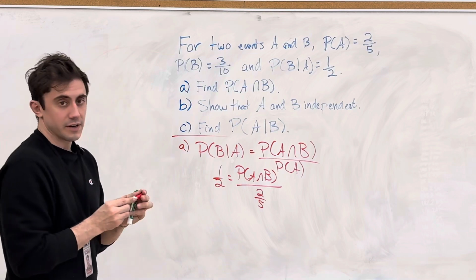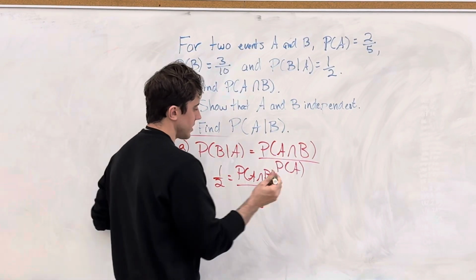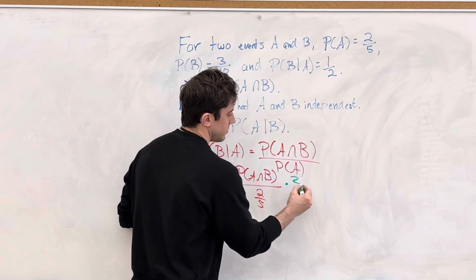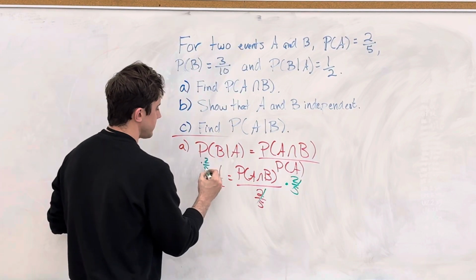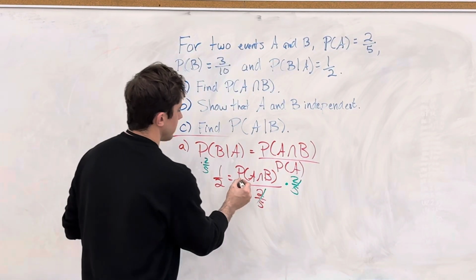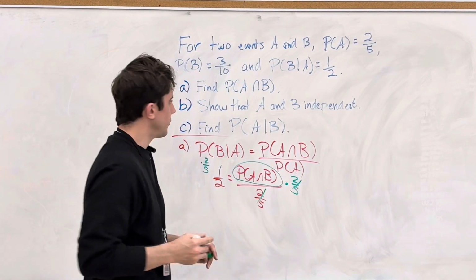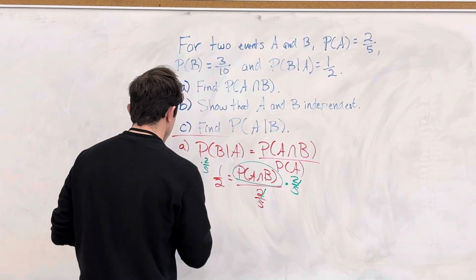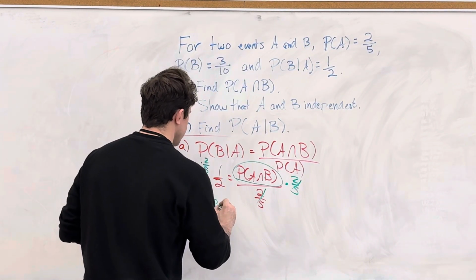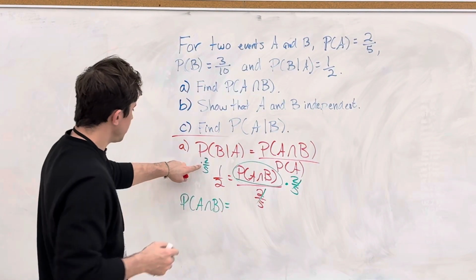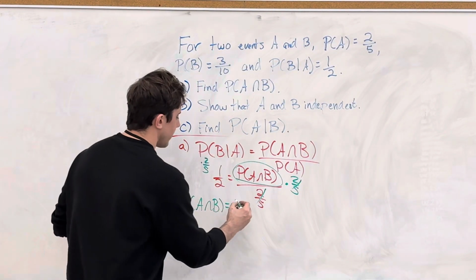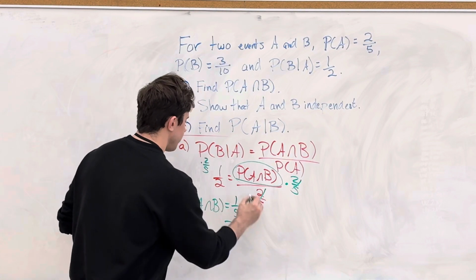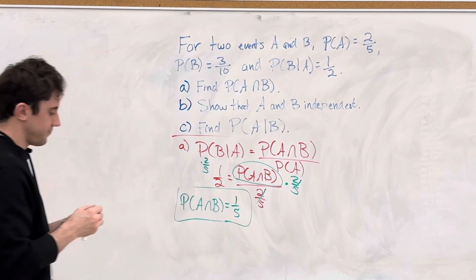And this is straightforward enough to solve, right? We're just going to multiply both sides by 2/5 to cancel out the denominator. And so over here, all we have left is what we're looking for. And so we can state that the probability of A intersect B is equal to 2/5 times 1/2. The 2's cancel out when we multiply the fractions, and so that is 1/5. And that's part A. Okay?